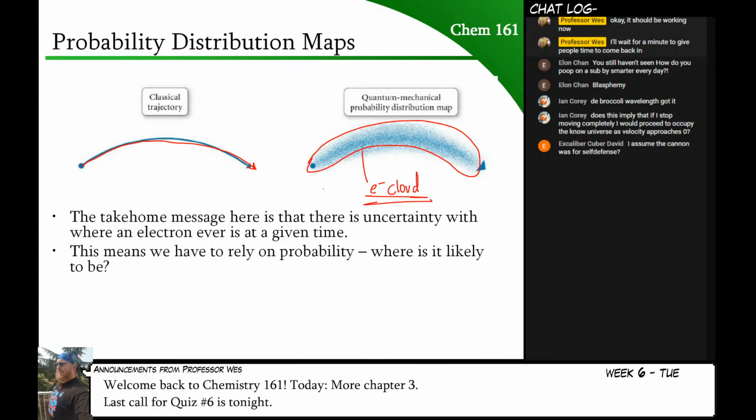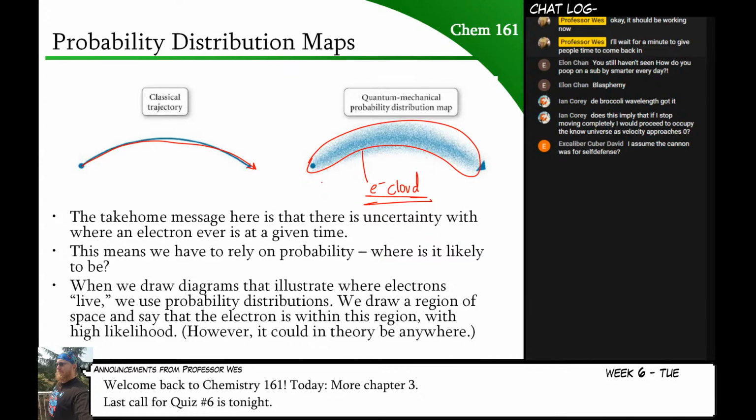Now, could the electron be outside this region? Yeah, it could be on the moon. It could be wherever it wants to be, right? But 95% of the time, it will be in this electron cloud. Or 99%, or whatever the certainty is on the image that you are looking at. I actually don't know what the threshold is. I just quote 95 because that's the common one. All right.